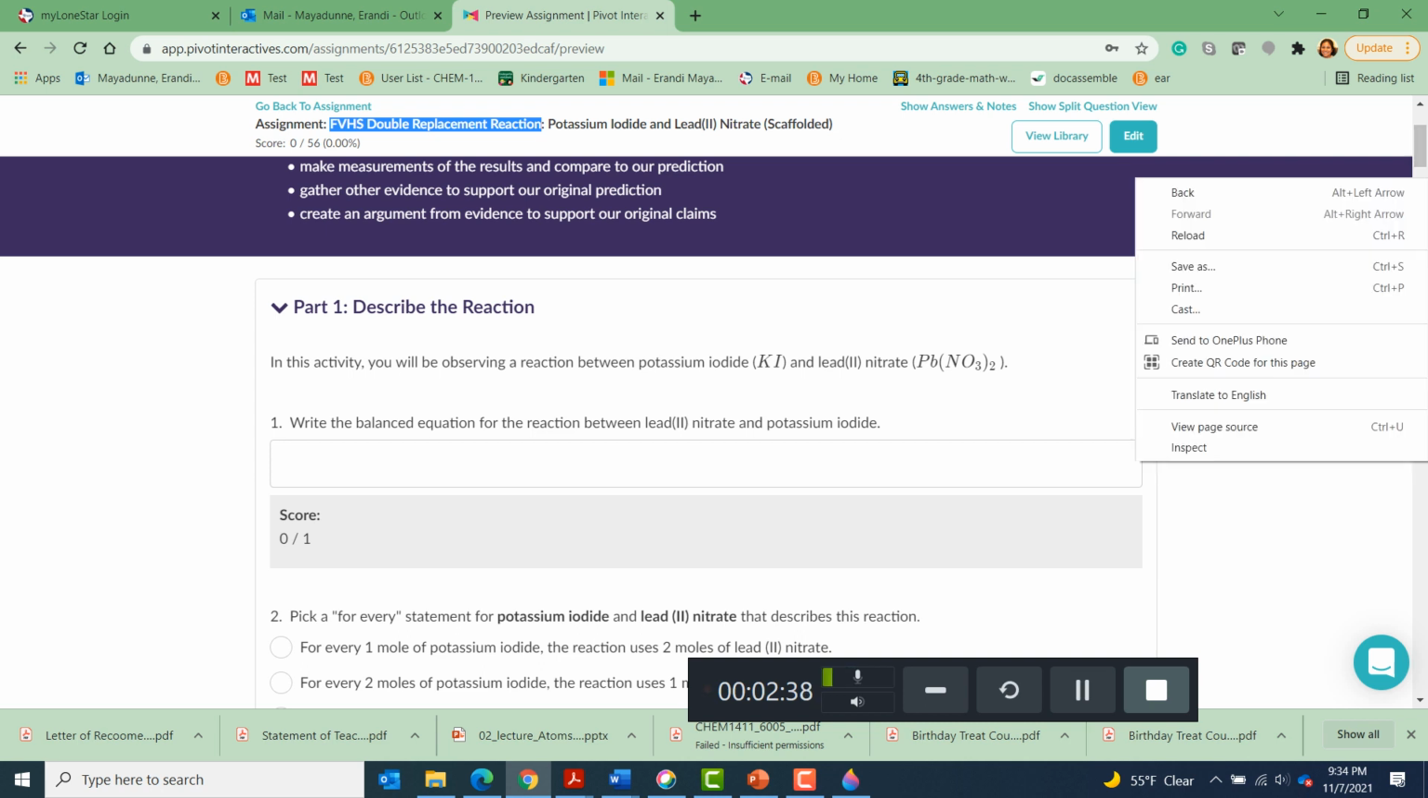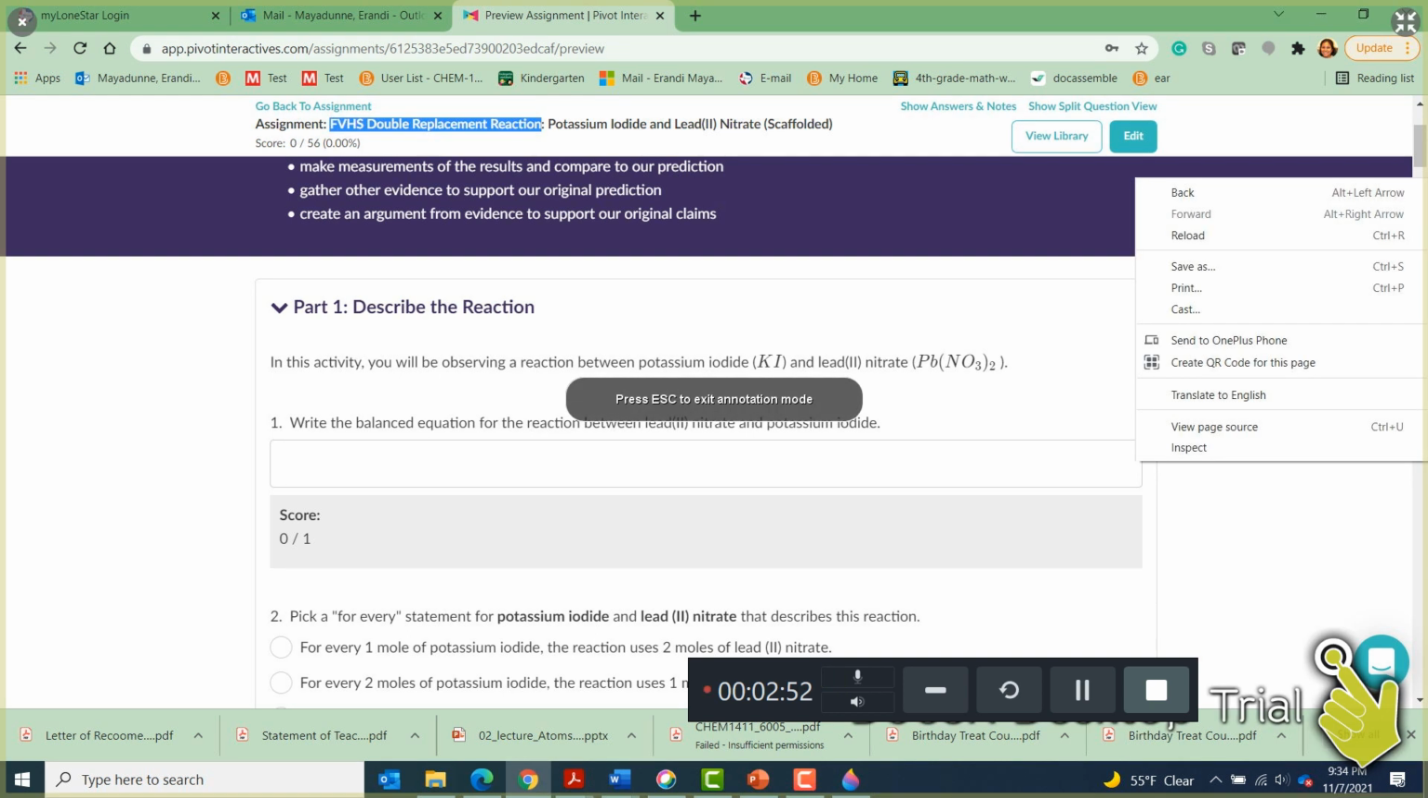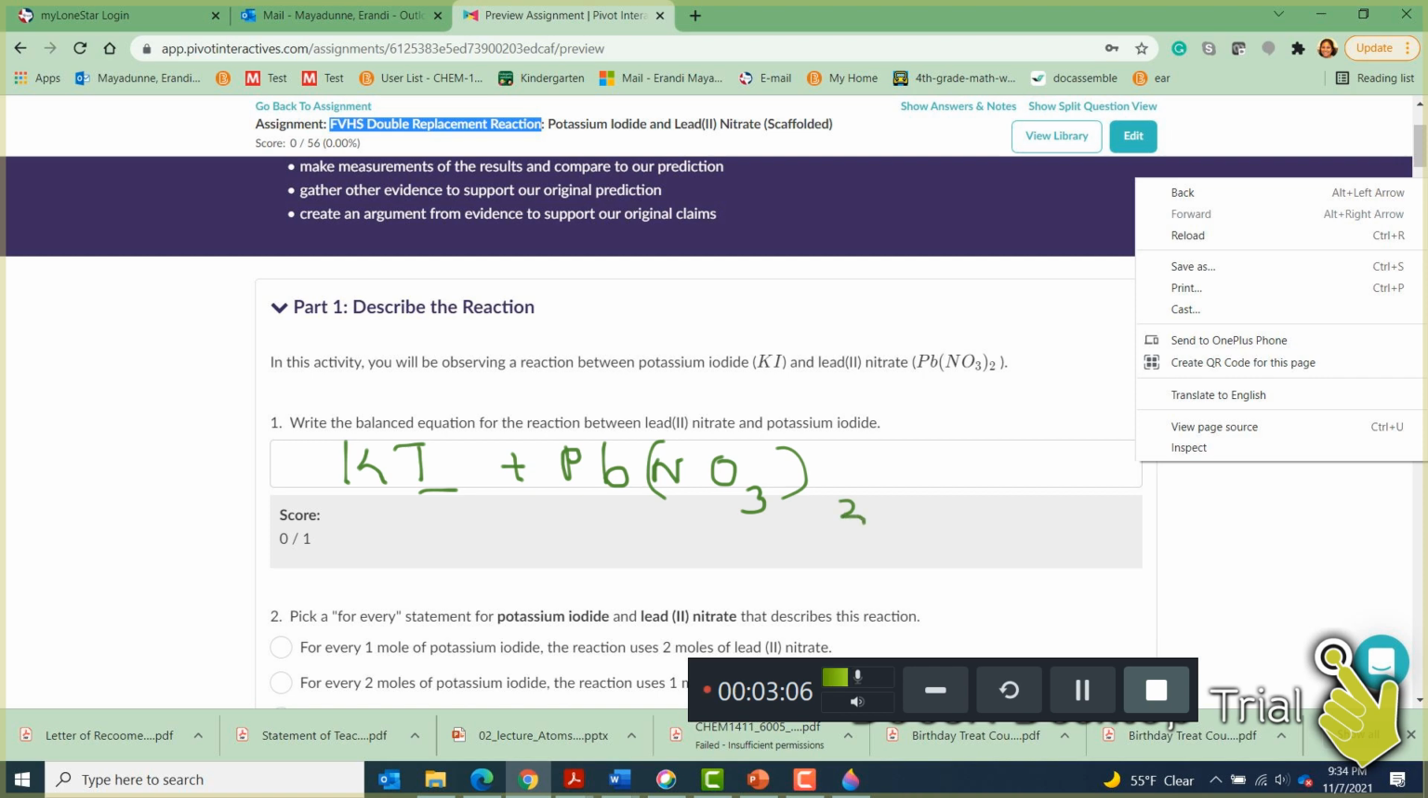So let's first look at how you write the balanced chemical reaction. Okay, so this is my screen. I'm going to write the answer here. So my reaction is between KI, I write my potassium iodide, plus Pb(NO3)2, and then I write my products. I'll use a different color so it makes it easier for you to see. And then you put your arrow. It should be on one line.